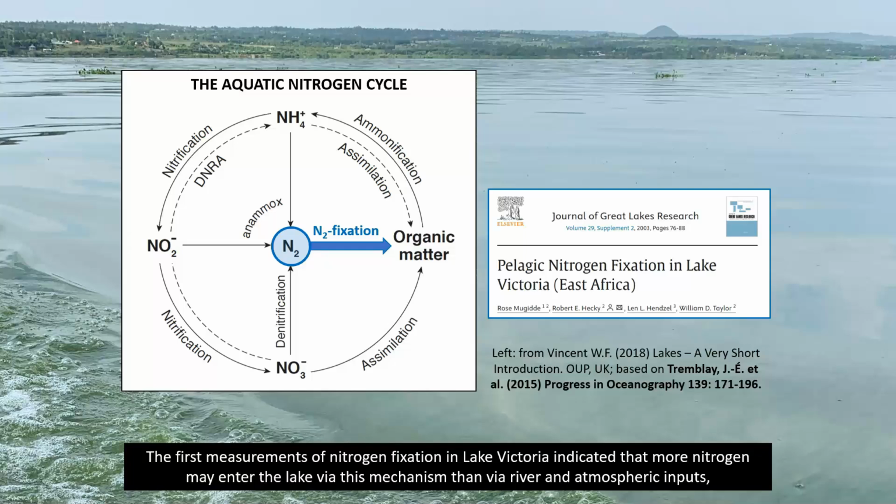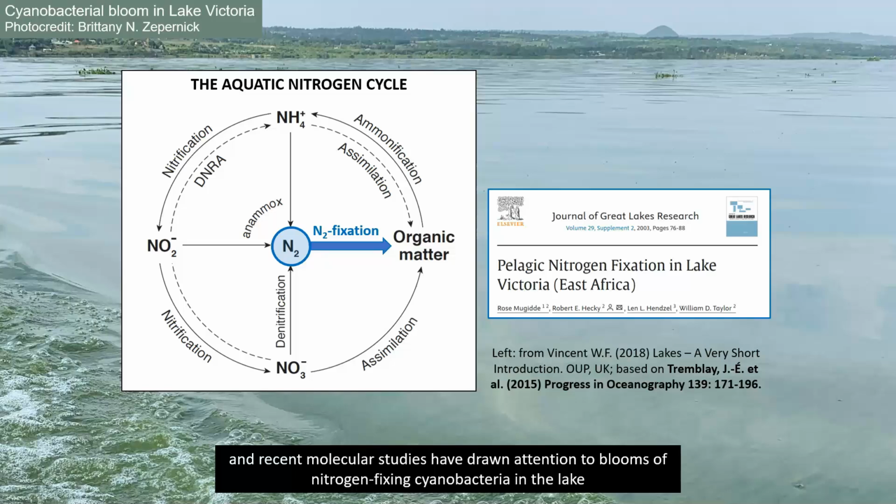The first measurements of nitrogen fixation in Lake Victoria indicated that more nitrogen may enter the lake via this mechanism than via river and atmospheric inputs. And recent molecular studies have drawn attention to blooms of nitrogen-fixing cyanobacteria in the lake.